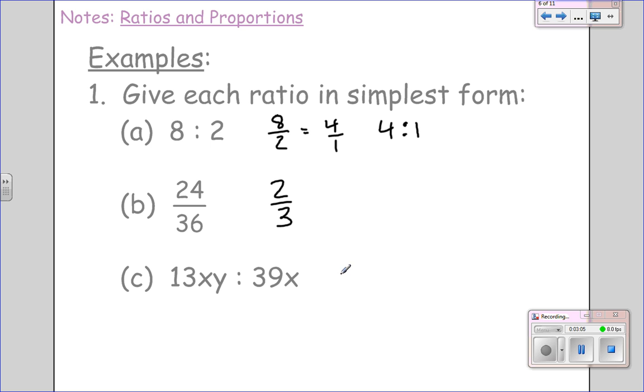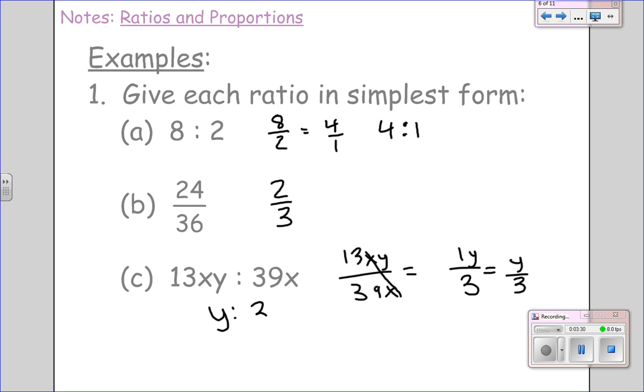And finally, 13xy colon 39x. Let's write that as a fraction to see it better. Do you notice that x is in both top and bottom? That means it crosses out. And then 13 over 39, well, 13 goes in both these. 13 goes into 13 once, so you're left with 1y. 13 goes into 39 3 times, so 1y over 3, or you can write y over 3, so transferring it back to colon, y colon 3.